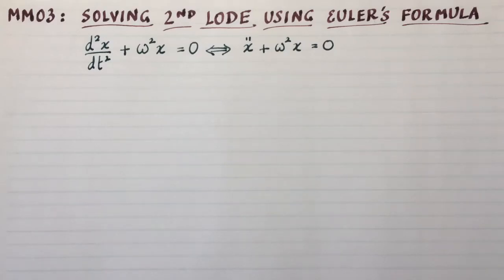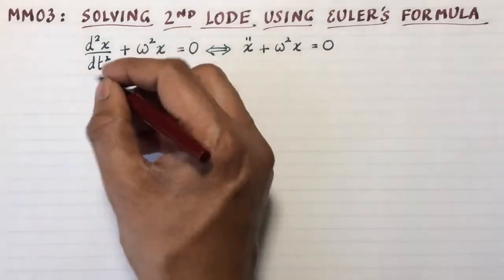Hi, this is Dr. Vev, and I'll be teaching you how to solve a second-order linear ordinary differential equation, or LODE, using Euler's formula. So the differential equation in question can be written either in Leibniz's notation, which would be the left-hand side.